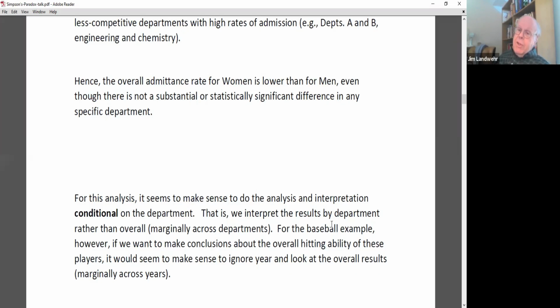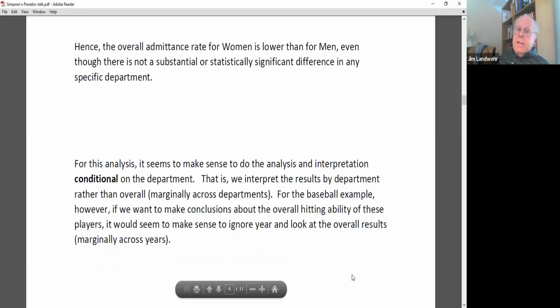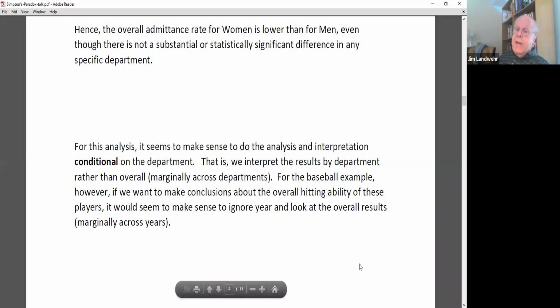For the baseball example, you might say, well, if we want to know whether one of these hitters is better than the other overall in terms of their batting average, if we're thinking about the overall hitting ability, for that particular problem, it might make sense to ignore the year and look at the overall results marginally across the 2 years. So the point is that based on the specific problems and what we're interested in and trying to learn about, sometimes we might want to look at things conditionally, and sometimes we might want to look at things marginally.